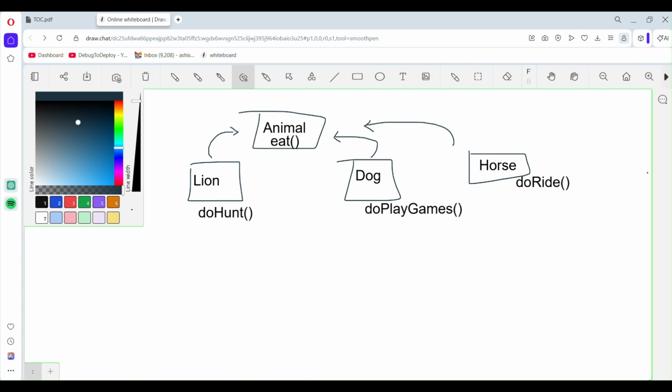So what we have learned so far is that Animal is the parent and Lion is the child of Animal, and now Lion can perform two operations, one is eat and one is doHunt, right? But Lion realizes that the way of eating, I do not follow that generic, common behavior of eat which is available in the Animal class. Lion realizes that my behavior of eating food should be different, correct?